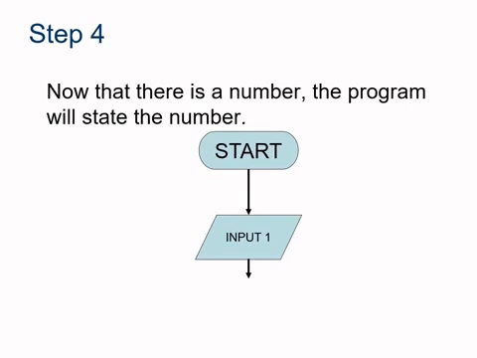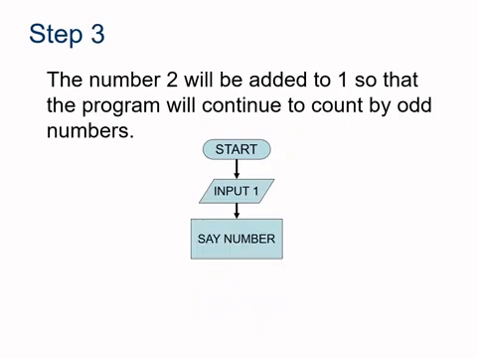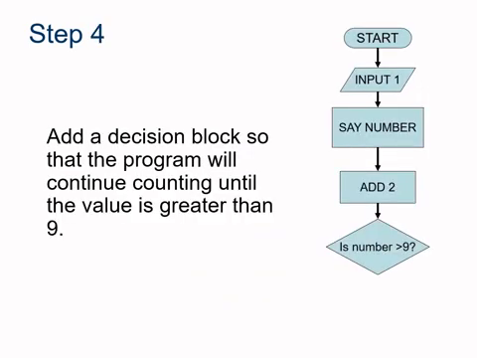Next step. Well, it's the process of actually saying that number, right? The computer needs to say that number for us. So we're going to put that as a process of what the computer is going to do next. To move from 1 to 3, we would add 2. This is a crucial step because it determines the pattern for the rest of the process. Next, we're going to add a decision block. Do we go on or are we done, right? We need a decision block to determine that. Are we greater than 9 or do we need to keep going?